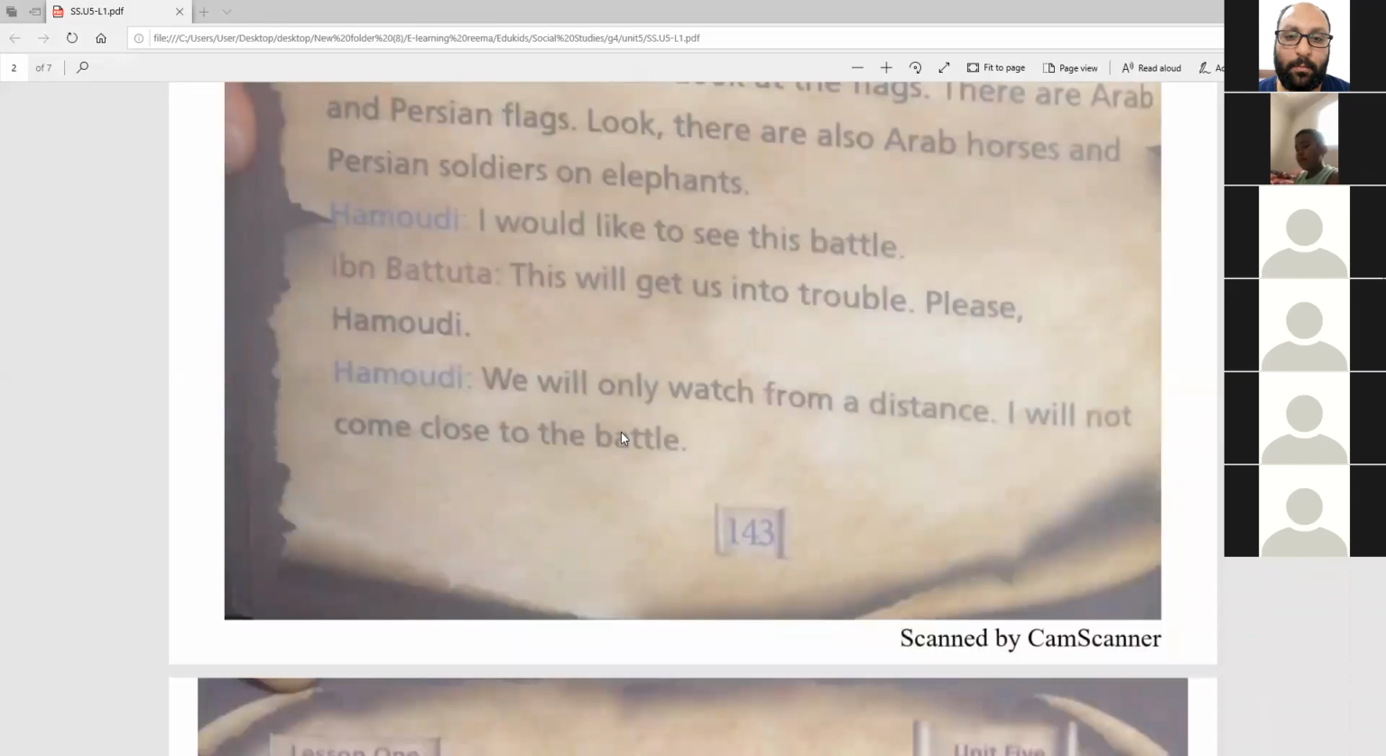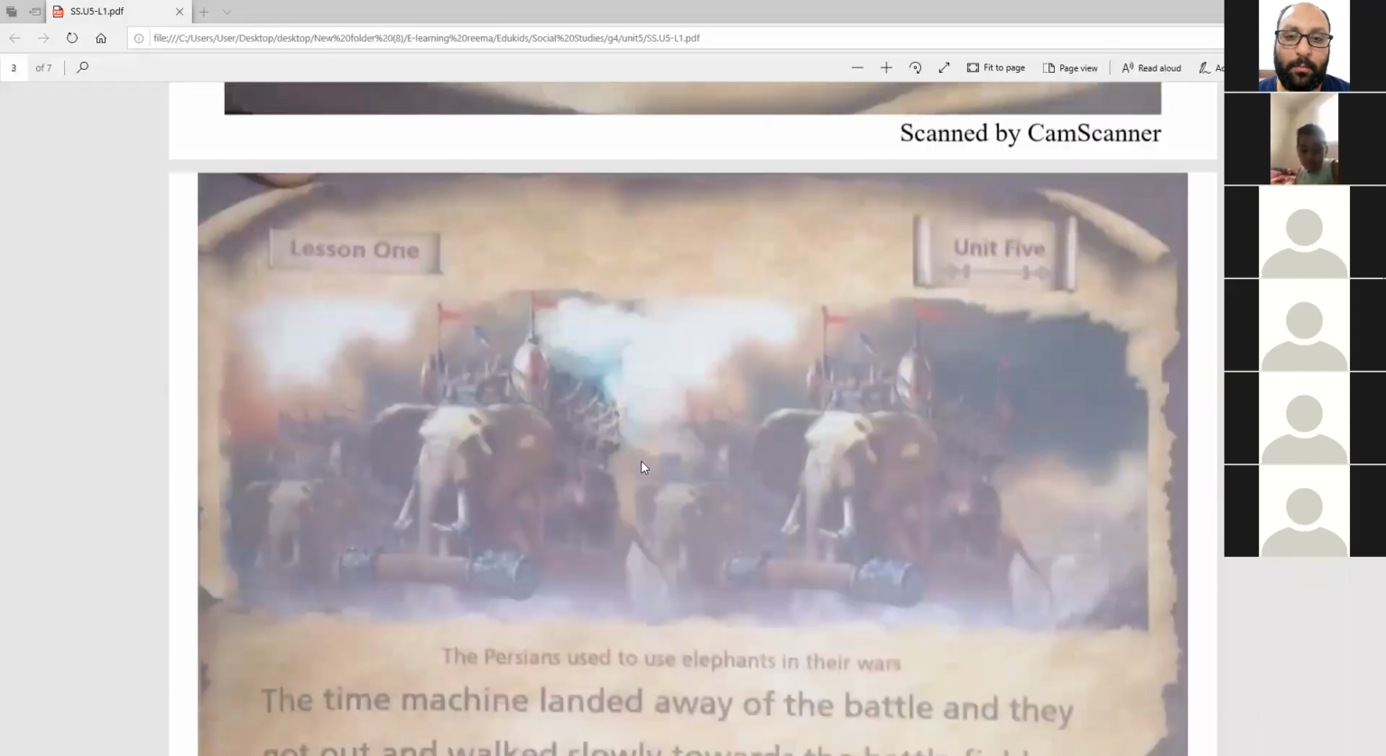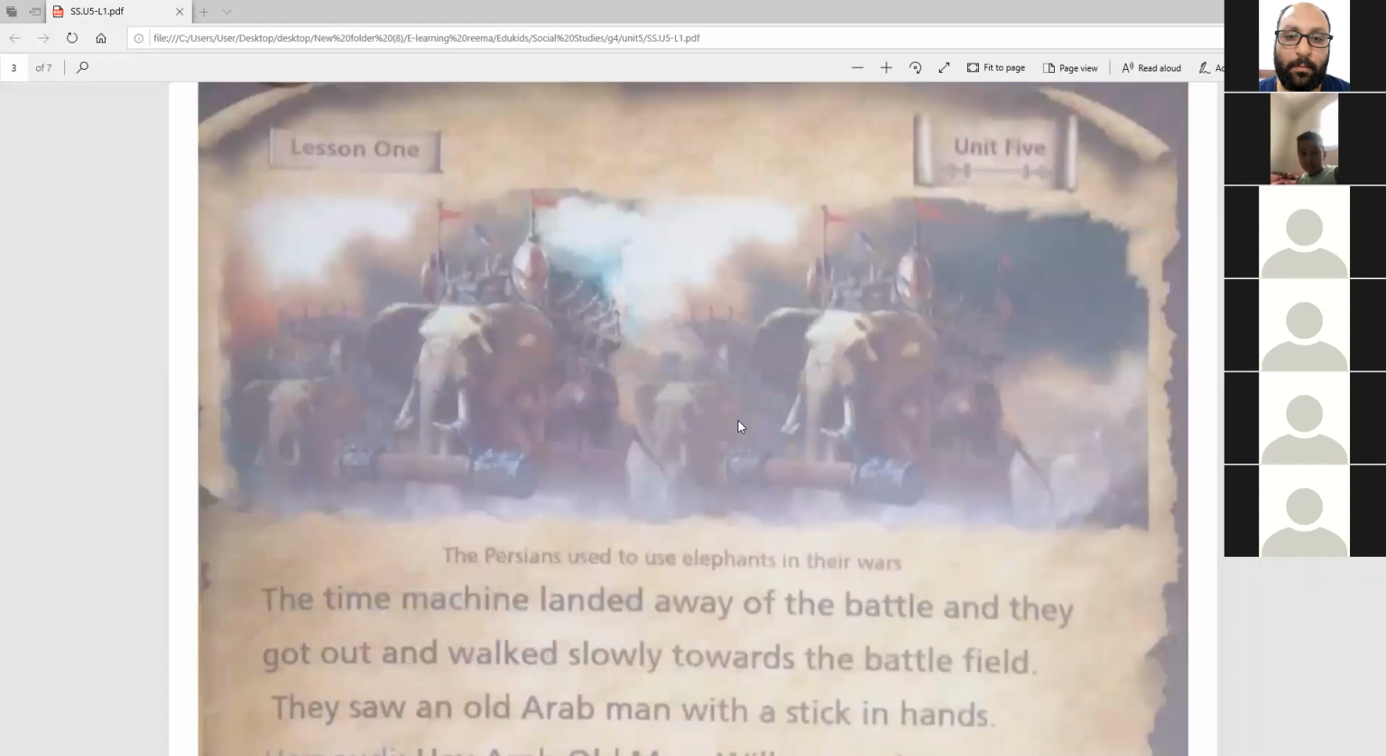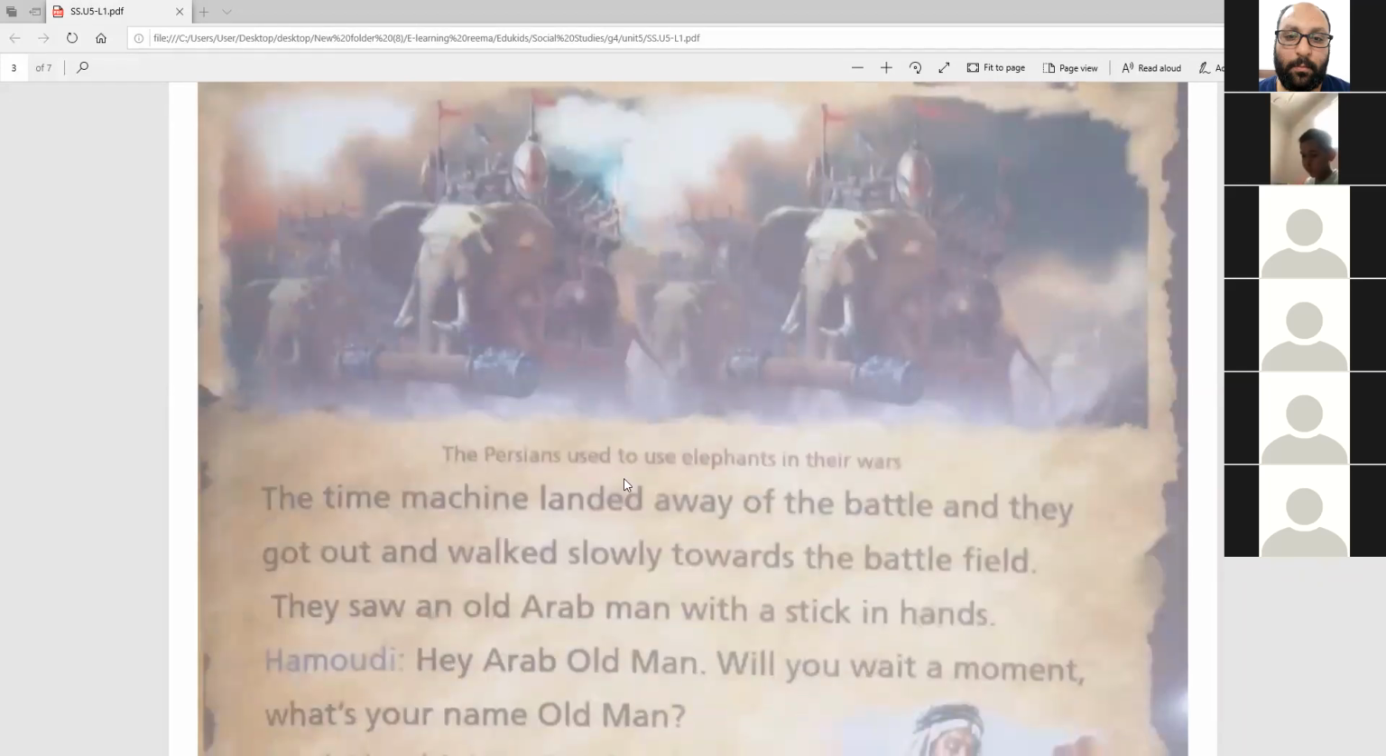Okay. We will only watch from a distance. I will not come close to the battle. So as you see in this picture, there are elephants here and soldiers. This is the elephant for the Persian army. The Persians used to use elephants in their wars.